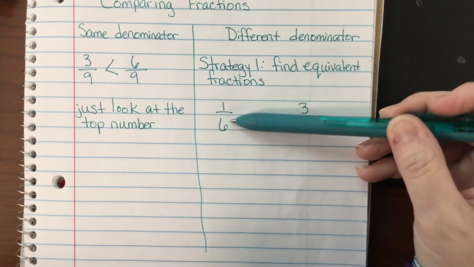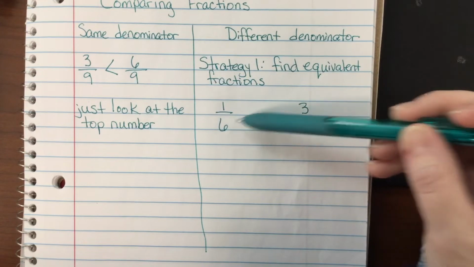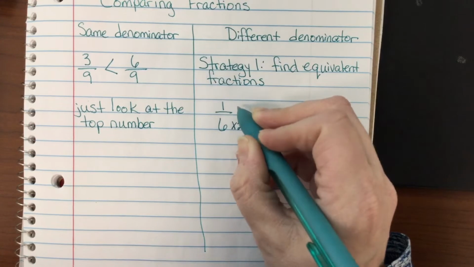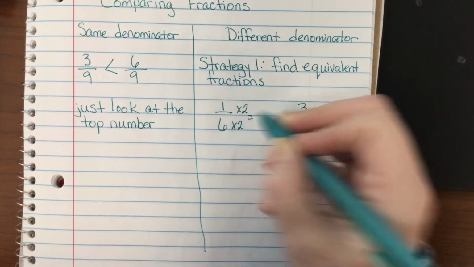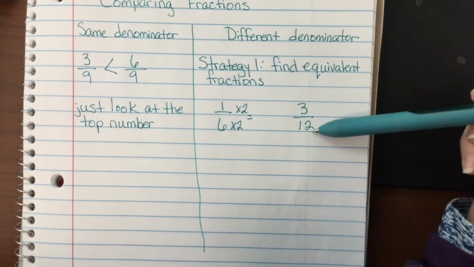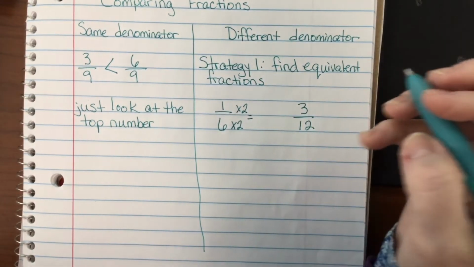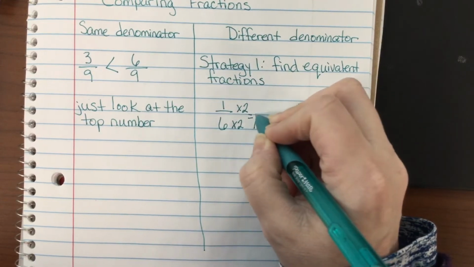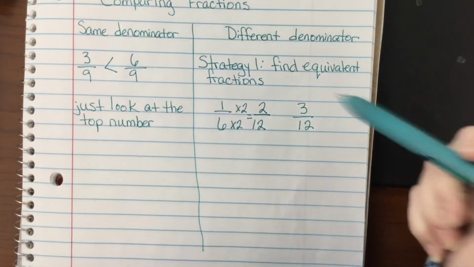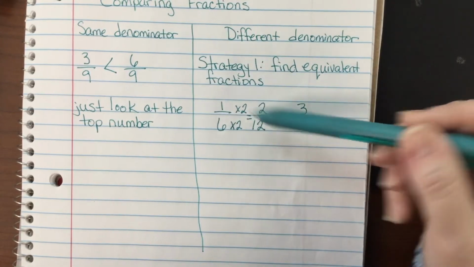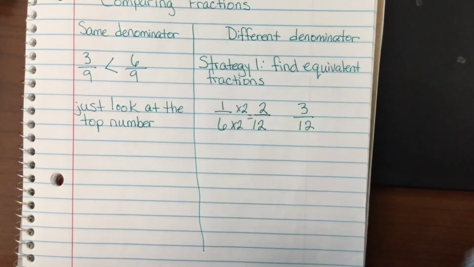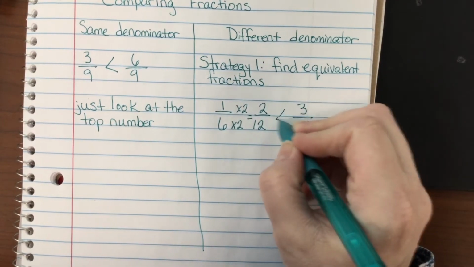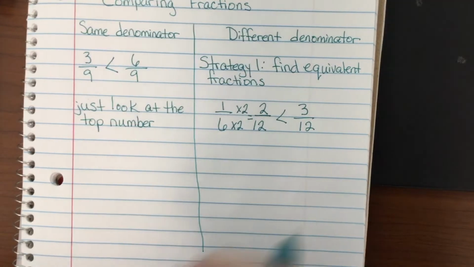So my easiest way is I can take 6 times 2. That would give me 12. So I'm going to take that times 2. So if I can get one of my denominators to equal the other one, then I can do that. So I get 12 on the bottom and 2 on the top. So now my denominators are the same. So it follows this rule. Just look at the top number. So 2/12 is less than 3/12. Okay.